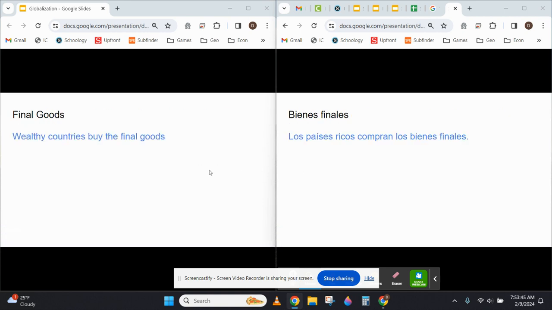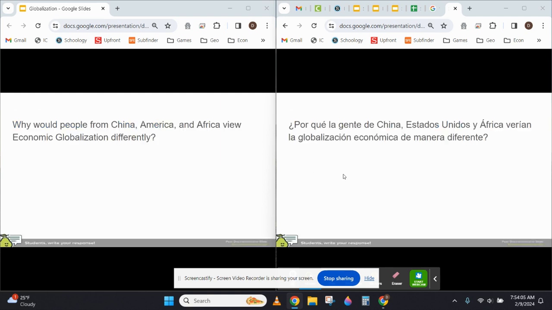Once the final product is actually made, it tends to get sent back to the wealthy countries like the United States, Europe, Japan, Australia, where they get to buy the final product. The middle countries, sometimes they can buy them, those poor countries, rarely. All this work to make a product that most people in the world aren't buying, just the wealthy countries.